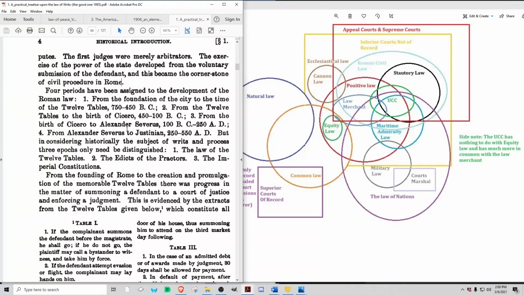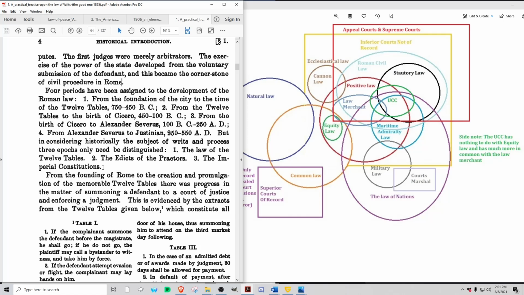Now, this is what I was getting at before as far as the specificity of the time periods of Rome. Now, this is not important, but as far as what we're talking about, as far as the division of courts and classes and types of law, but it is kind of interesting as far as how Rome developed back and forth between starting off as a republic and eventually becoming an oligarchy and then basically a dictatorship. So 4 periods have been assigned to the development of Roman law. 1, from the foundation of the city to the time of the 12 tables. That's 750 to 450 BC. From the 12 tables to the birth of Cicero, that's 450 to 100 BC. From the birth of Cicero to Alexander Severus, that's 100 BC to 250 AD. And from Alexander Severus to Justinian, which is 250 to 550 AD.